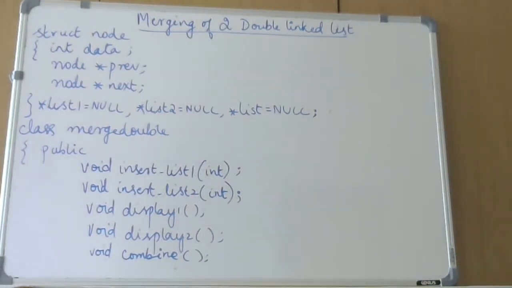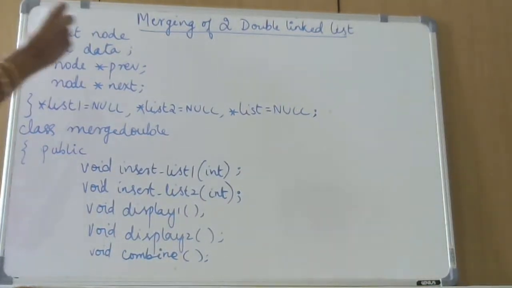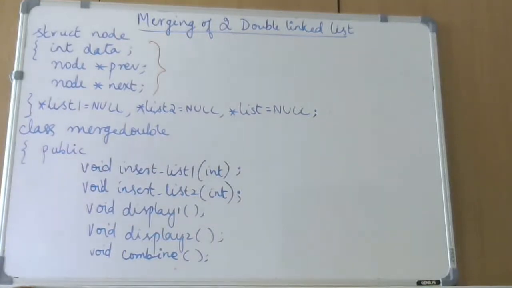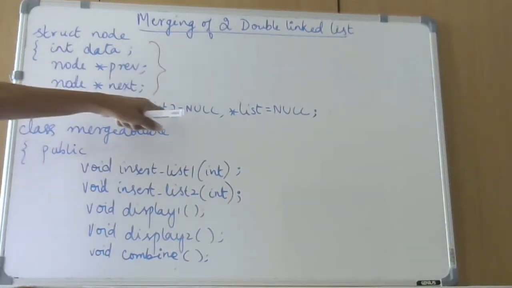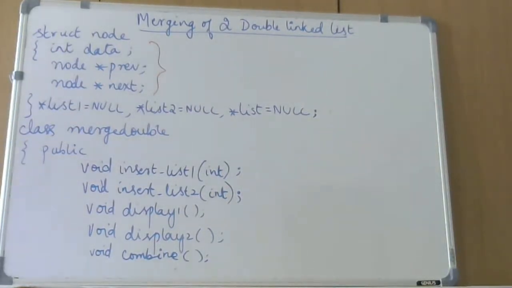Before I start this, let me tell you what initializations we have taken here. We have declared a structure for the node. Since it's a double linked list, every node is going to have two links: the previous pointer and the next pointer. Then we have taken three pointers: list 1, list 2 and list. List 1 is the first list, list 2 is the second list, and one more pointer, list, which we are going to use when we merge both the lists.